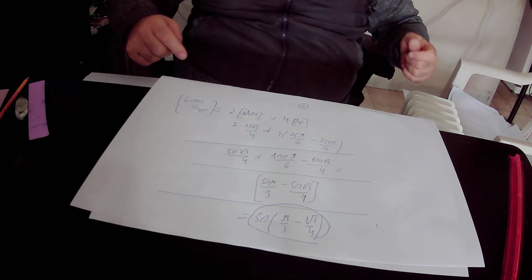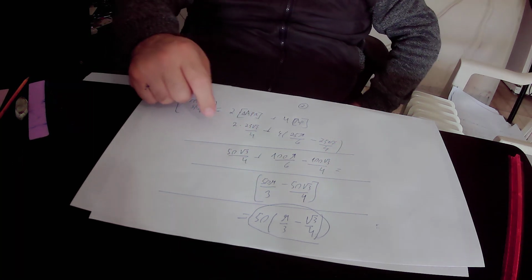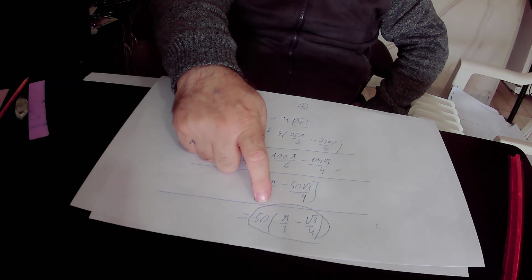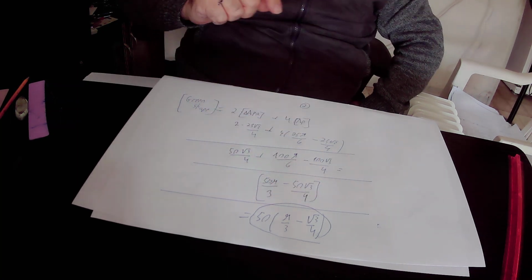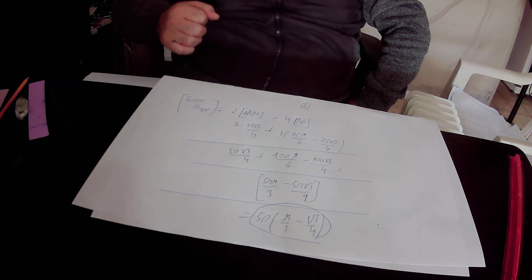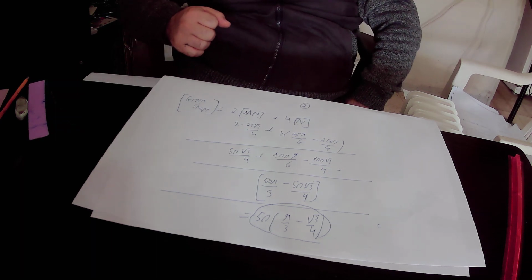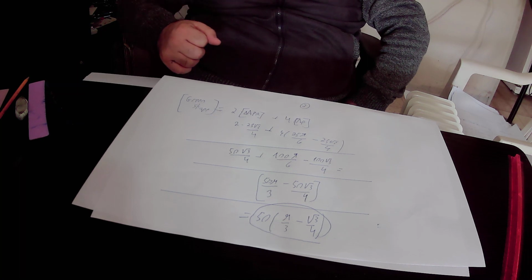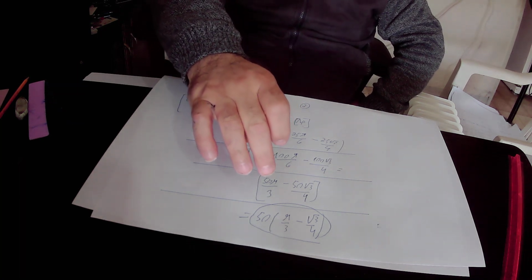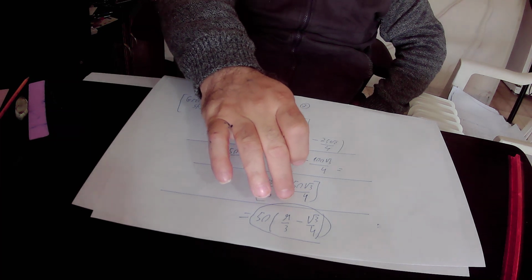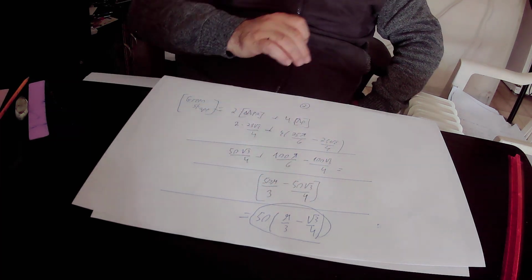So in conclusion, we found out that the area of the green shape equals 50 times pi over 3 minus square root of 3 over 4 square units, exactly as we found in the first method. So in both methods, we found out that the area of the green shape equals 50 times pi over 3 minus square root of 3 over 4 square units.